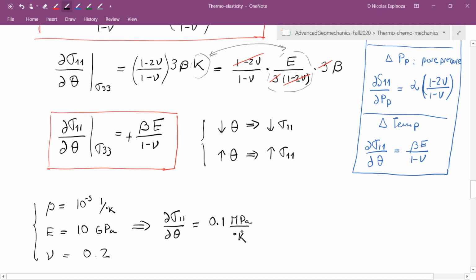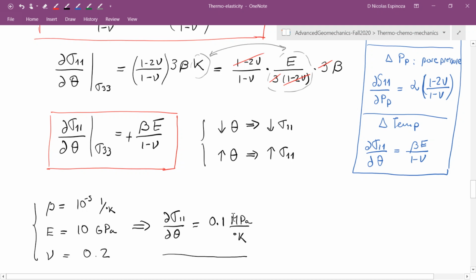And that's quite a large stress. 10 megapascals is more or less 1500 psi. And you can see that now these changes of stress caused by temperature can be quite important, and they should not be neglected in applications in which we inject a fluid which has a temperature which is significantly different than the temperature of the formation.